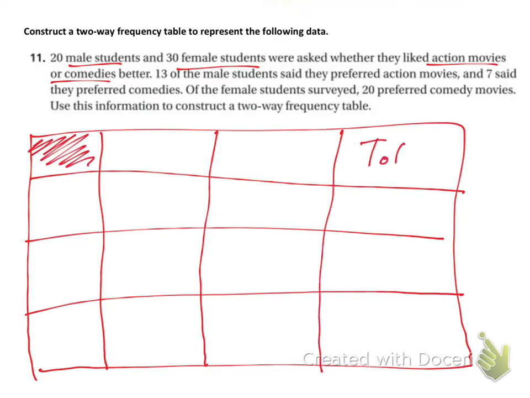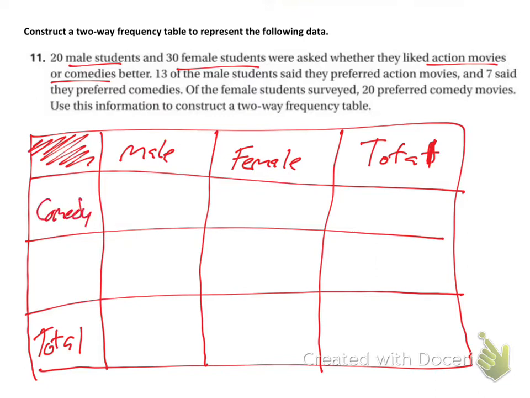This one's going to say total. And that's supposed to be an L. And this one's going to be total. So then what I can do is I can label my subgroups. So this is going to be male, and then female, and then we have comedy and action.